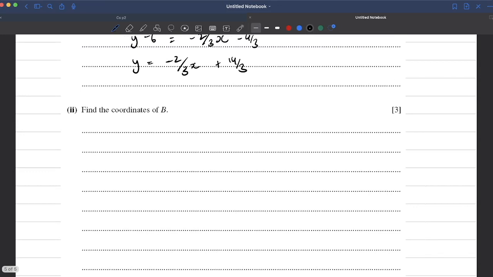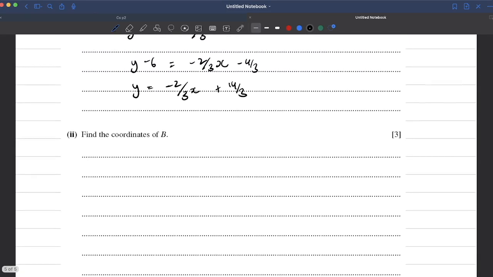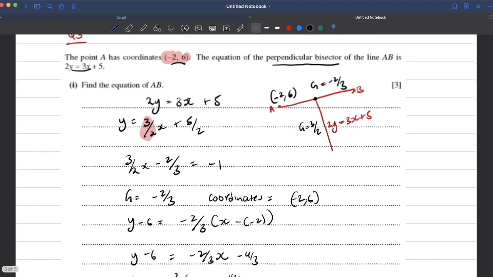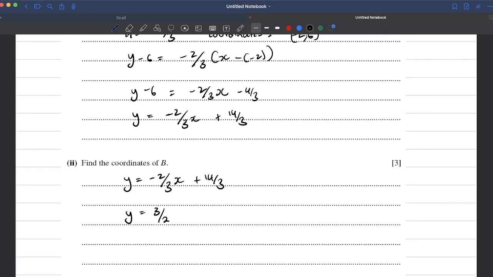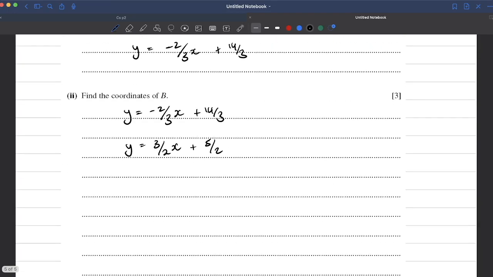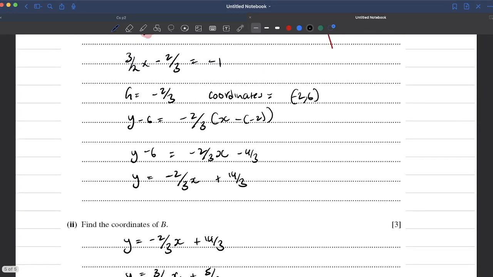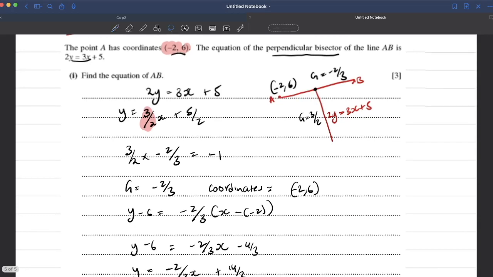It's telling us to find the coordinates of B. So we have the two equations. y equals negative 2 over 3x plus 14 over 3, and the other equation was y equals 3 over 2x plus 5 over 2. Now, same setup as I showed above.